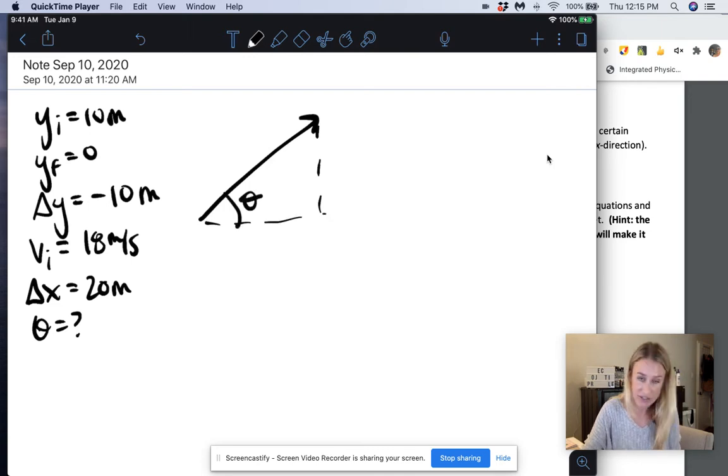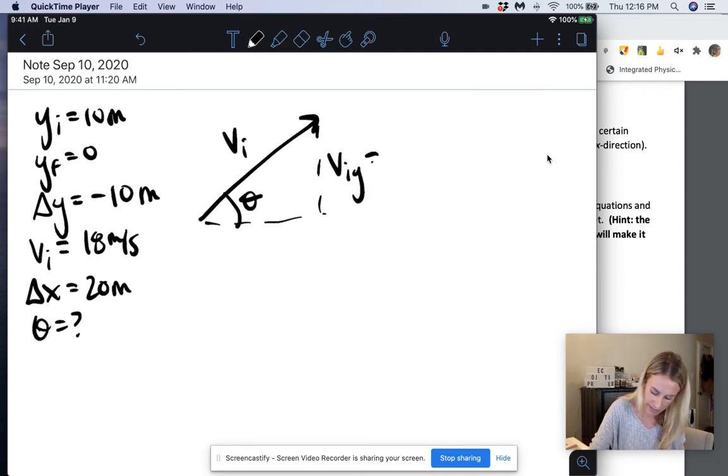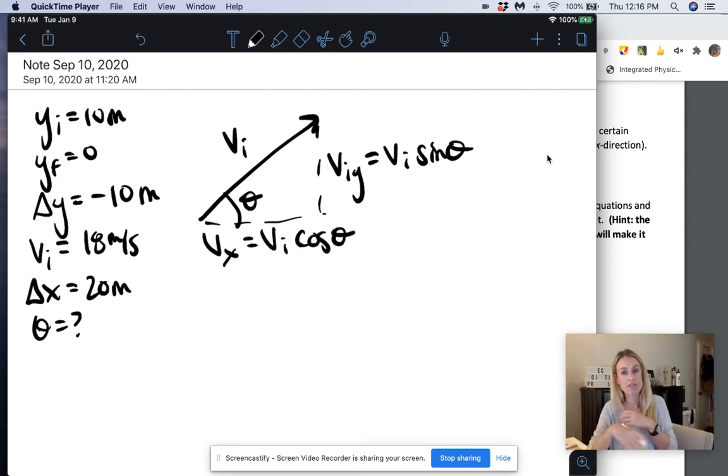Now, first and foremost, because we know that our initial velocity is that hypotenuse, we have to find equations for our x and y components. I did give them to you in the prompt for this problem. So again, the initial velocity in the y direction is equal to v initial times the sine of the angle, and the velocity in the x direction is equal to v initial times the cosine of the angle. Remember, I just put velocity in the x direction because in the x direction, velocity doesn't change, because we have no acceleration in the x direction in projectile motion. It's only in the y direction.